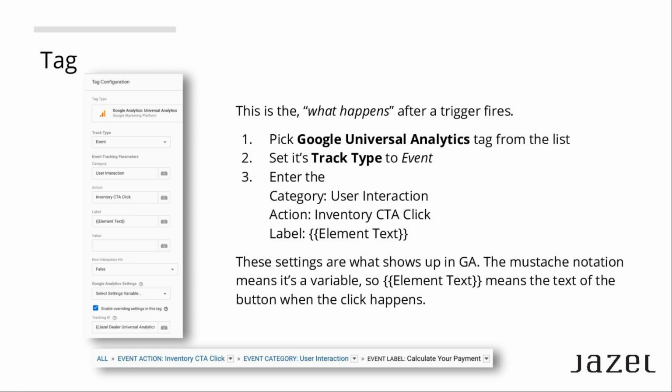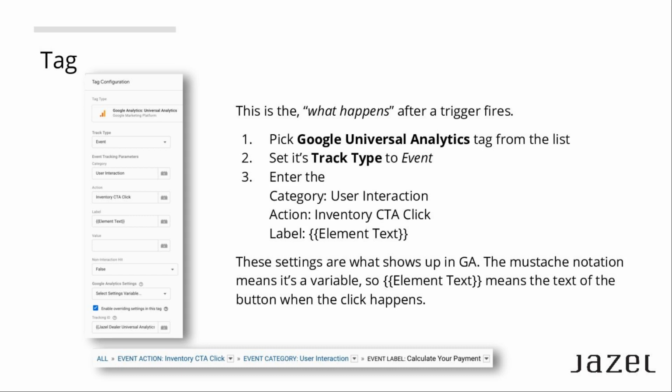A category, of course, for user interaction. An action, we call this the inventory CTA click because we're measuring clicks on it. And then the label. And in the label, you can see I've used little mustache or handlebars here for the variable. It's the variable for element text. You don't have to remember what you created in the variable section. There's a little Lego icon with a plus on it. You can click on that and get a list of all the variables to choose from. But it's easier if you see it here.